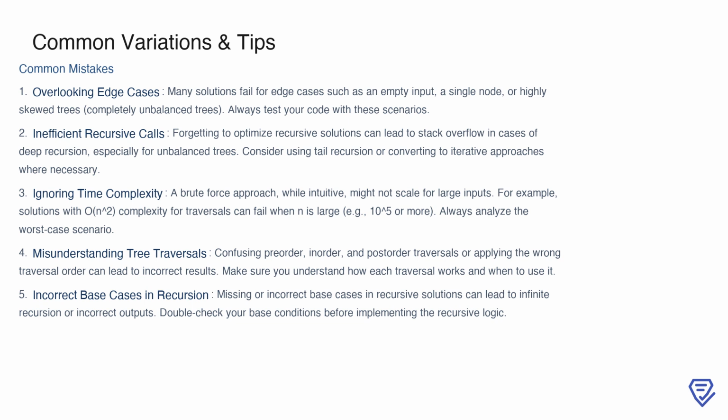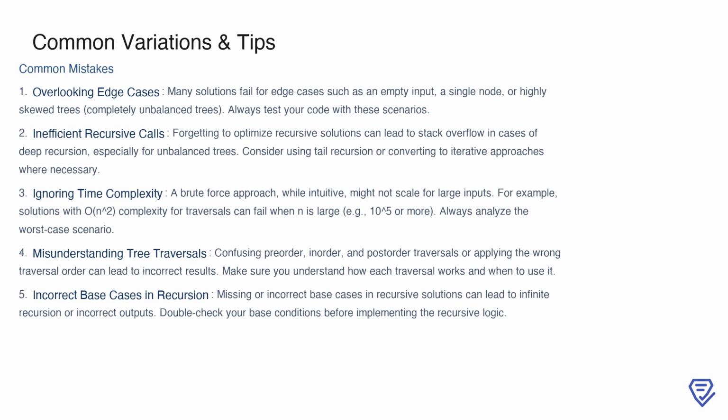Next, inefficient recursive calls can be problematic, especially in deep or unbalanced trees, as they may cause stack overflow. Optimizing recursion, such as by using tail recursion or switching to an iterative approach, can help mitigate this issue. Additionally, time complexity is critical. While a brute force solution might be clear at first, it can fail to scale for large inputs. For instance, a solution with n squared complexity becomes impractical when the number of nodes is very large.